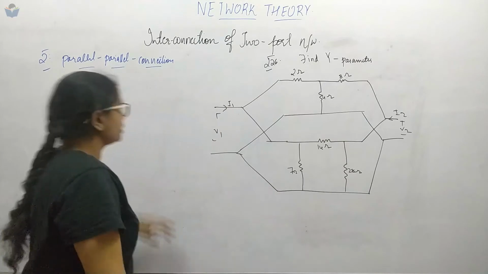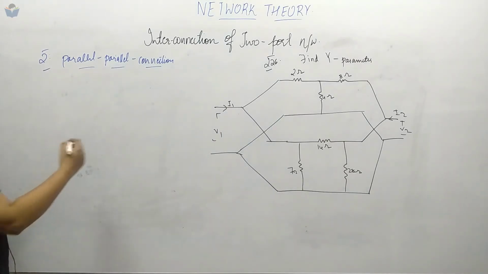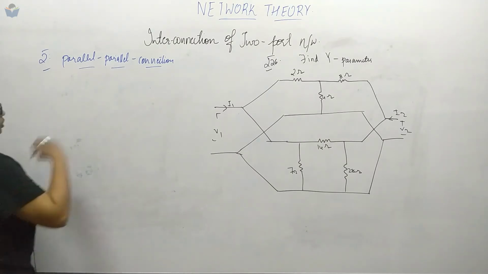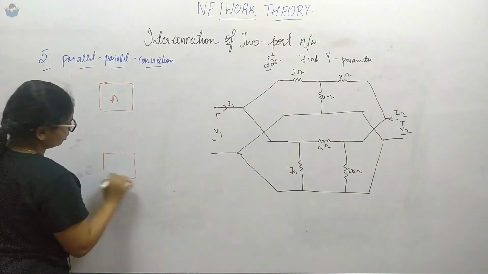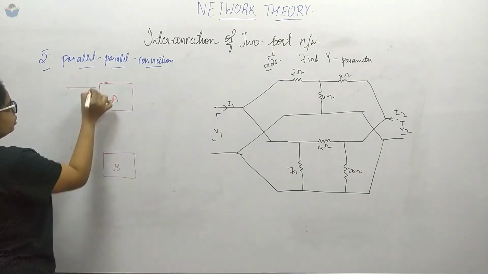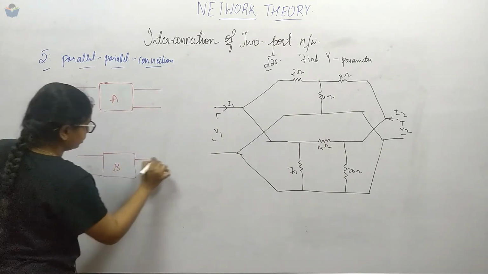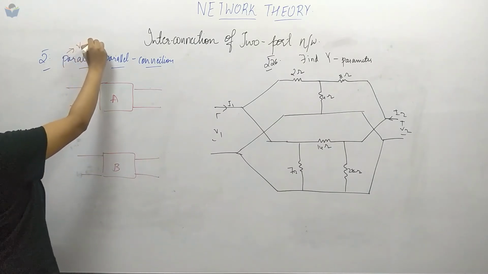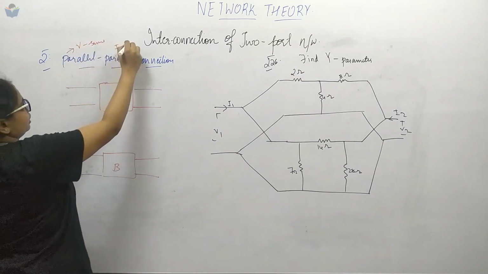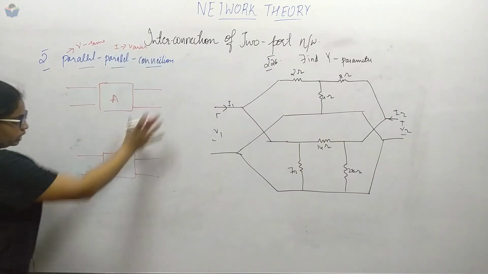Coming to this second type of connection, that is parallel connection. Now we have two networks again. Let us take circuit A and circuit B, which have two terminals over here and two terminals over here. Now in parallel, what will be the same? Voltage is the same and current varies, right? So we have to maintain this voltage similar across both the terminals.